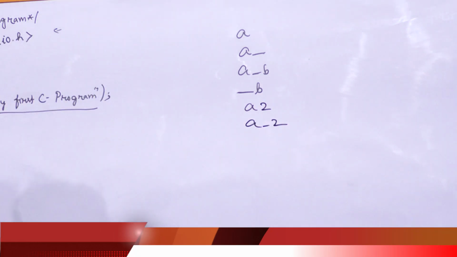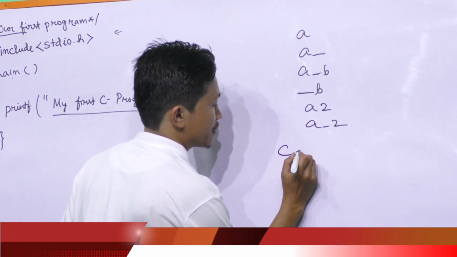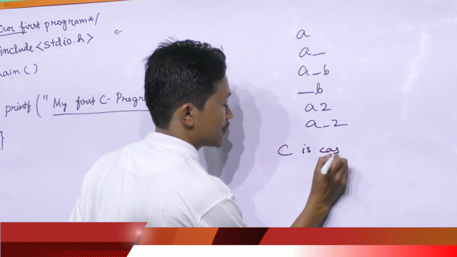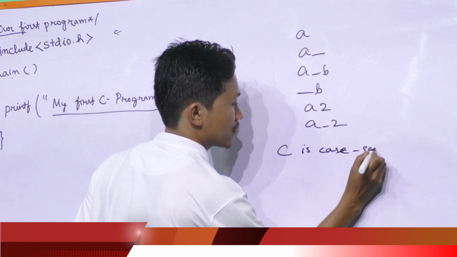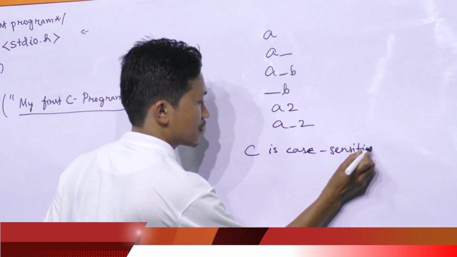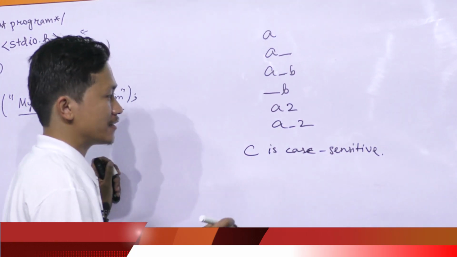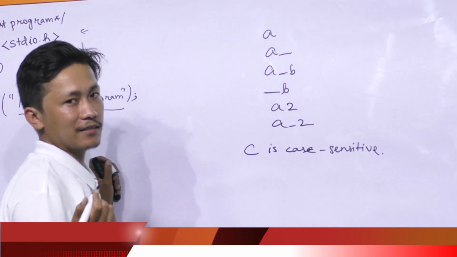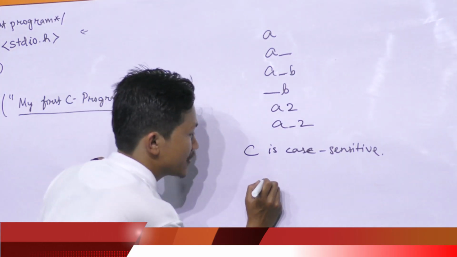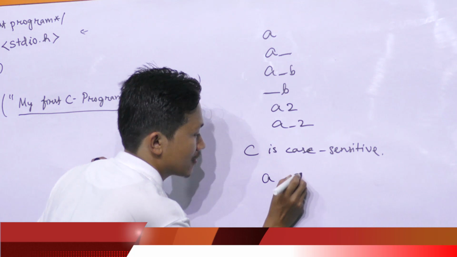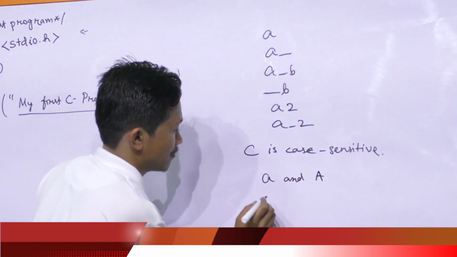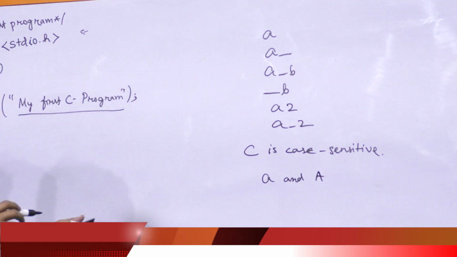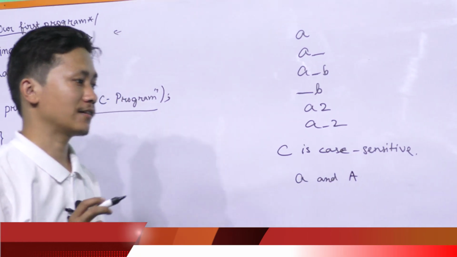C is a case sensitive language. It means that uppercase and lowercase letters are treated differently. It means A and a are not the same. They will be treated as different.